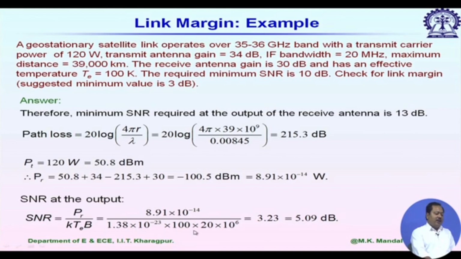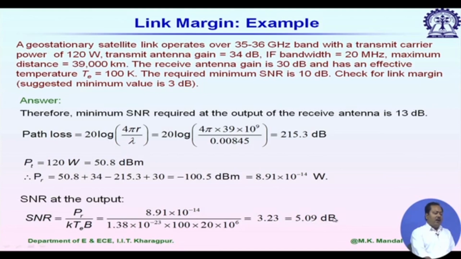So, put the values here. K is the Boltzmann constant, which is 1.38 into 10 to the power minus 23. If I put the values here, it comes to 3.23, or if I convert it to decibel scale, 10 log 10, it comes to 5.09 dB.